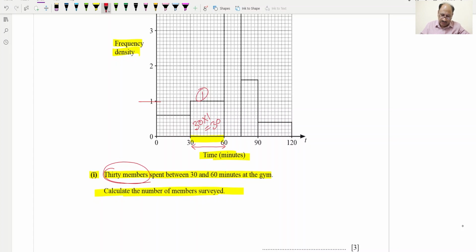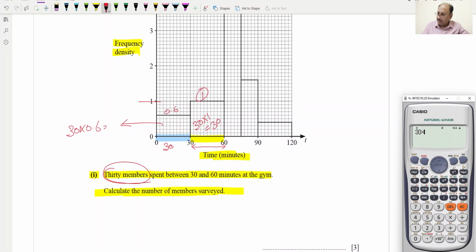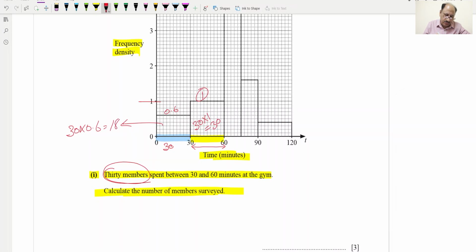So for the rest of the calculations also, for this one, the first one will be 0 to 30 and height is 0.6. So height we can write 0.6 and this side is 30, so it will be 30 multiplied by 0.6, which is equal to 18. So this will be 18 people.